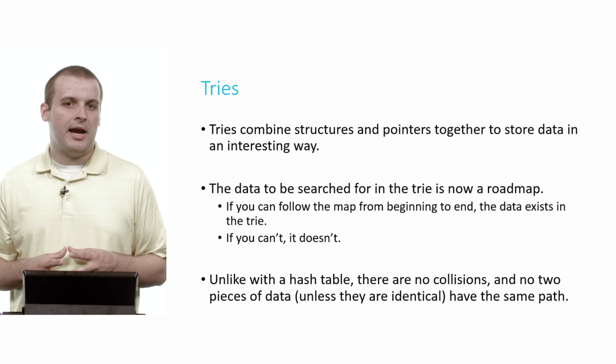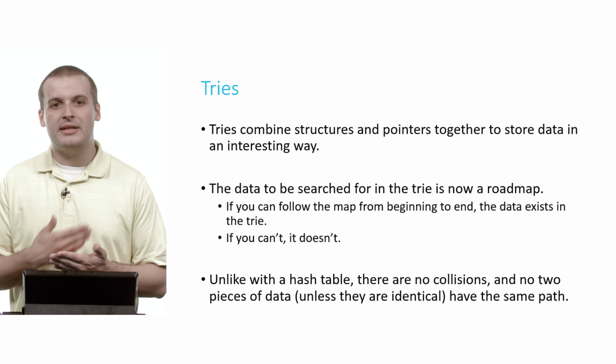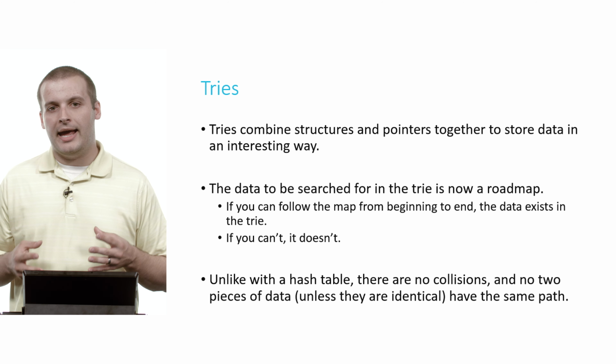Again, the keys here are guaranteed to be unique, and so unlike a hash table, we'll never have to deal with collisions here. And no two pieces of data have exactly the same roadmap unless that data is identical. If we insert John and then we search for John, that's two identical pieces of data, right? But otherwise, any two pieces of data are guaranteed to have unique roadmaps through this data structure. And we're going to take a look at a visual of this in just a moment.